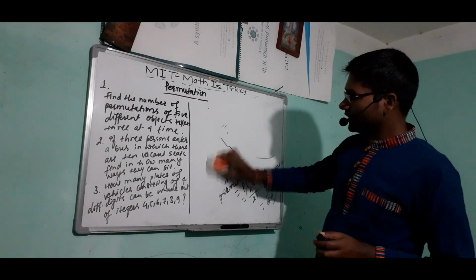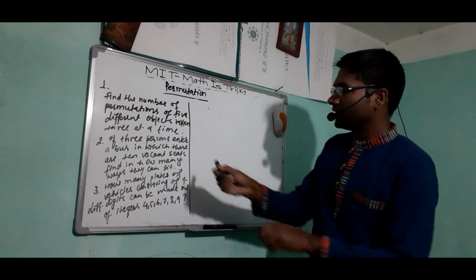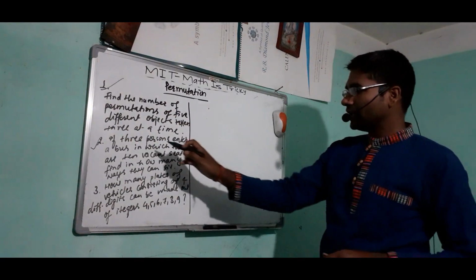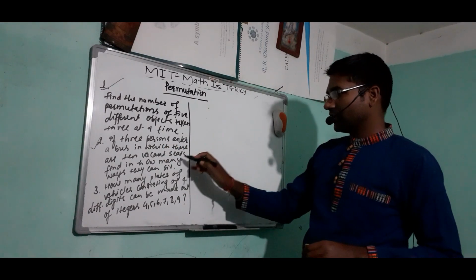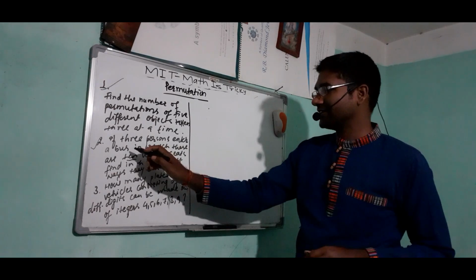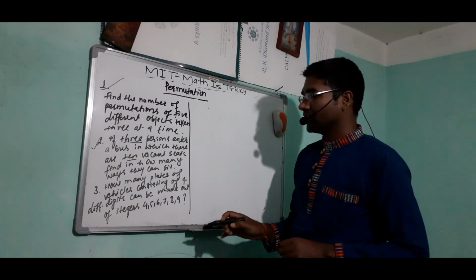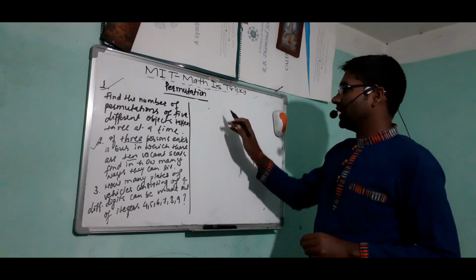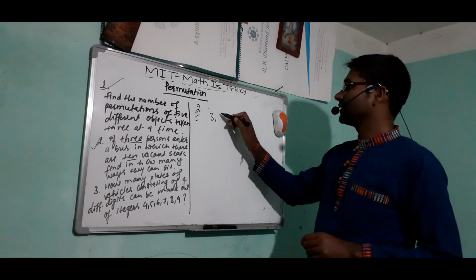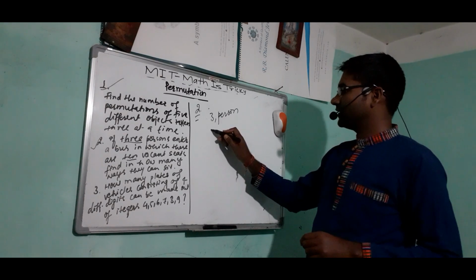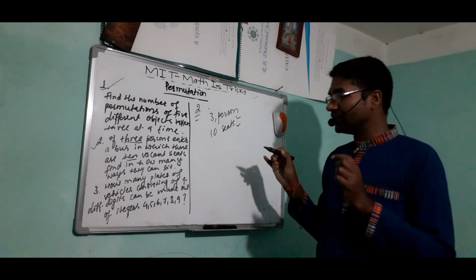So the second question is there. Let's see question number 2. The first one is solved, so now go for 2. If 3 persons enter a bus in which there are 10 back-end seats, in how many ways can they sit? It means here 3 persons are there and 10 seats. Okay, so in how many ways can they sit?